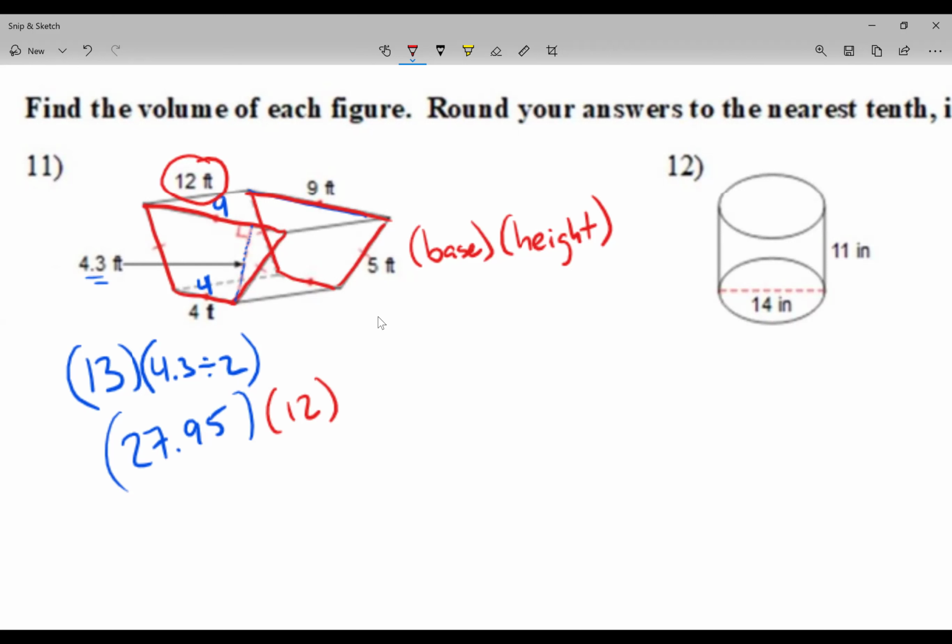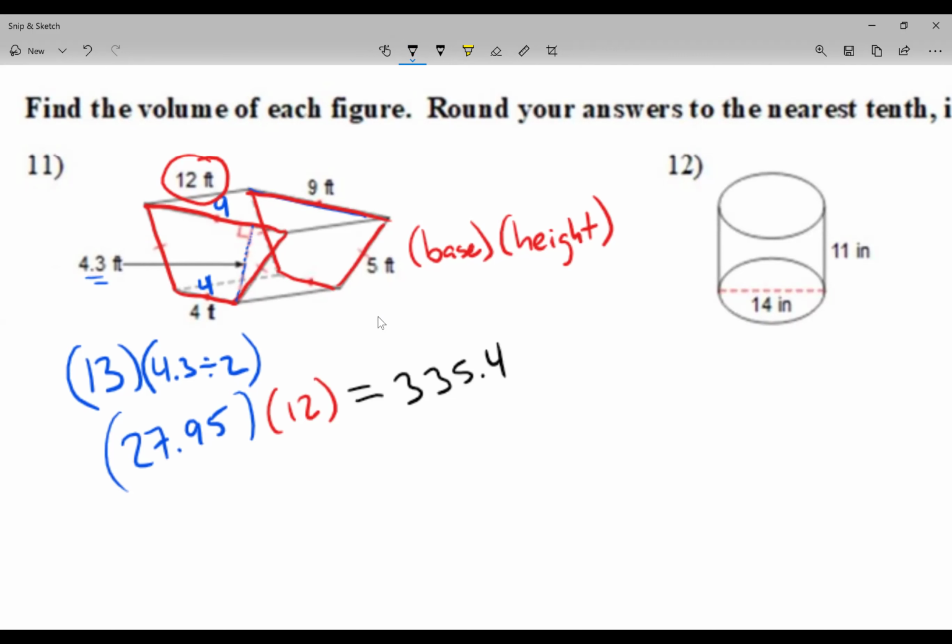All right, so now looking at this, 27.95 times 12, because I'm going to go the area of the base times the height. I'm going to use a calculator, and it gives me 335.4.